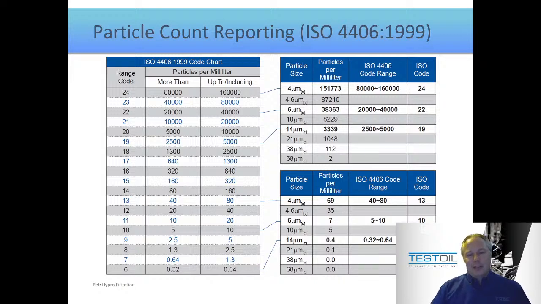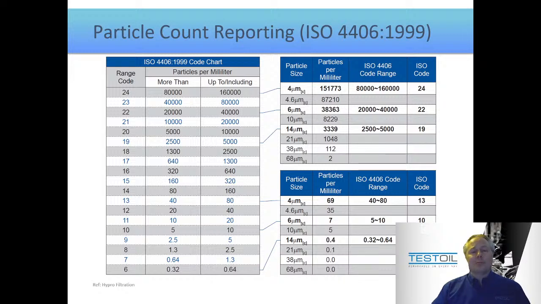So the first example, like I said, I'll go through this top one here, and you can see the bolded values for 4, 6, and 14 microns. You can see the particle counts immediately to the right. So when you look at the greater than 4 micron particle count, you will see that it's 151,773 particles per milliliter. If you look over at the ISO code table, you can see that there's a range that covers anything between 80 and 160,000, which is where 151,000 and change would fit. And that is ISO code 24. So in the far right-hand column of the table, we would write 24.